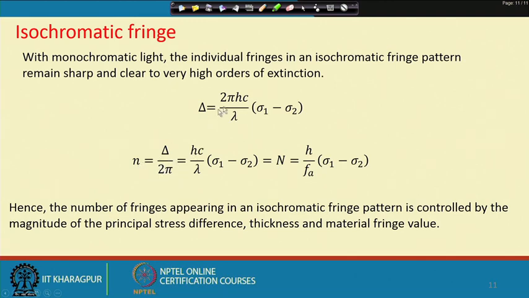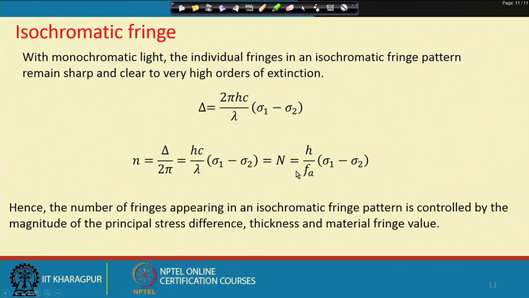Now, if we substitute into this equation, then n is h c by lambda times (sigma 1 minus sigma 2), which is delta by 2 pi, also denoted by capital N, and that equals h by f sigma times (sigma 1 minus sigma 2). So, essentially N is the number of fringes, h is the thickness, f sigma is the material fringe value, and sigma 1 minus sigma 2 is the difference between the principal stresses.